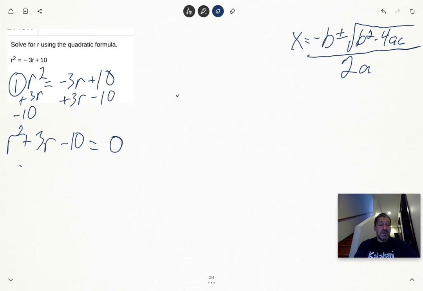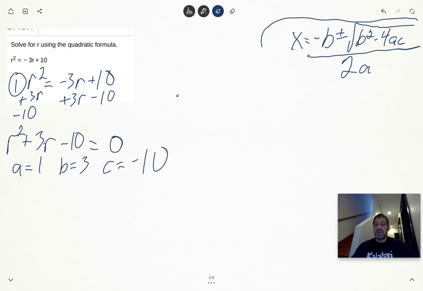Therefore, I know that my a is equal to 1, since there's no number next to the r squared, so that'd be a 1. The b is equal to 3, and my c is equal to negative 10. That brings us up to this quadratic formula here. So I'm just going to plug in my numbers. What's my b? My b term is 3, so negative b. I'm getting that from up top here, by the way.